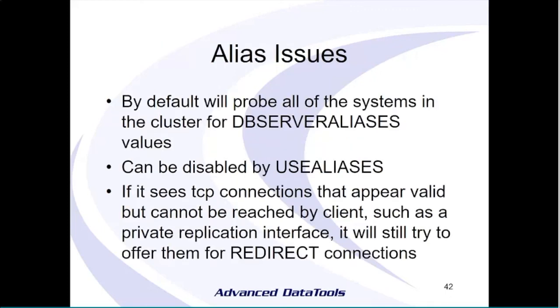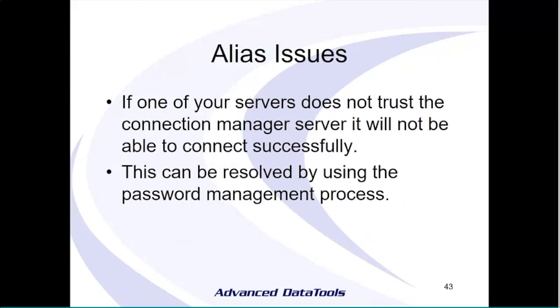The big thing I talked about a bit with the aliases is, if you have aliases set to shared memory or to a network connection like a direct crossover cable for HDR replication or ER replication, it'll try to use that. If it's a valid connection, Connection Manager will try to get people on that connection because it tries to spread the load. So if you have those situations, turn use aliases to off, and it'll make your life much easier to just go off the primary TCP connection.